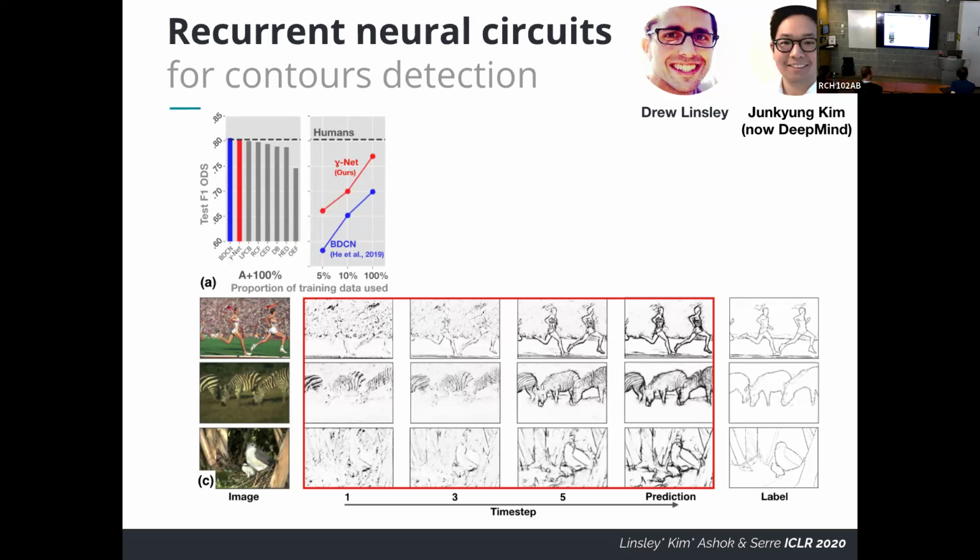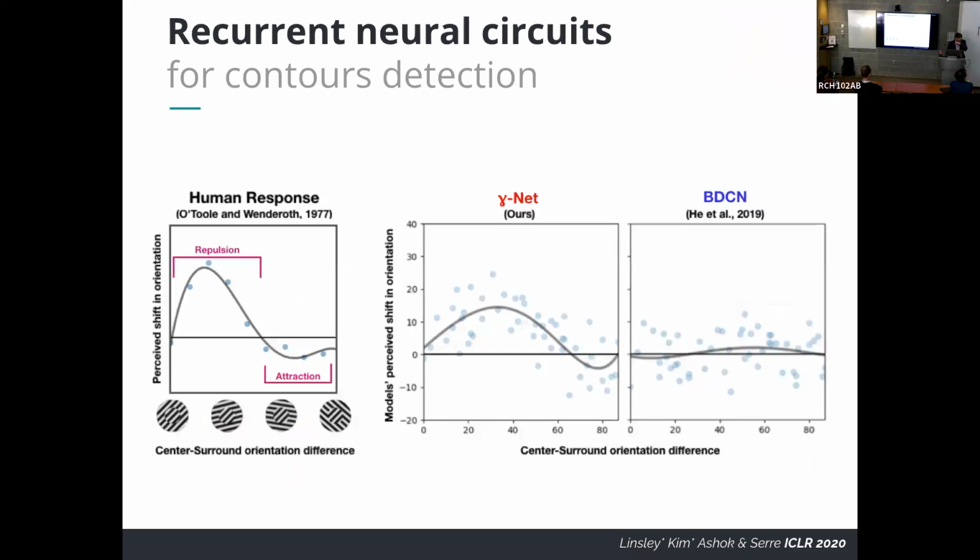And then over time, the model seems to be doing what you would expect, which is to refine this initial prediction. It starts filling in missing contours and then suppressing the background, which corresponds to non-object contours. And at the final time step, you get something that looks relatively close to what humans would produce.